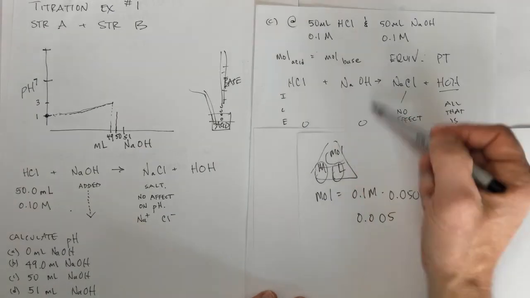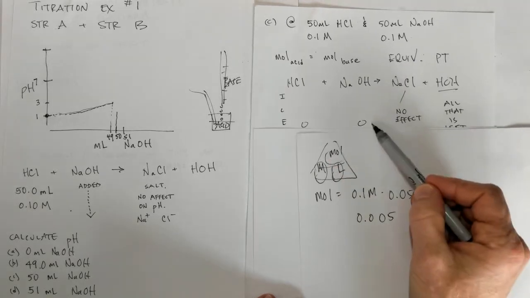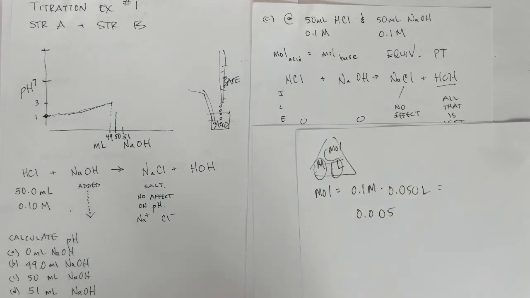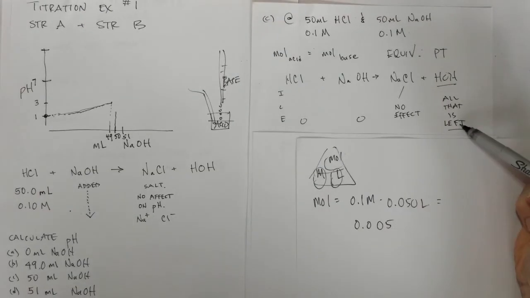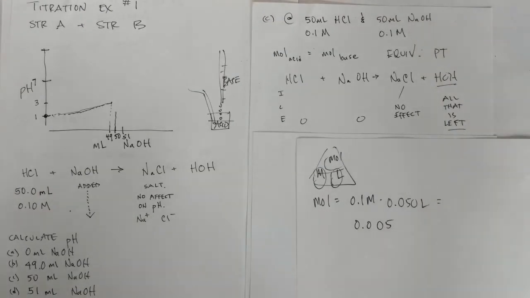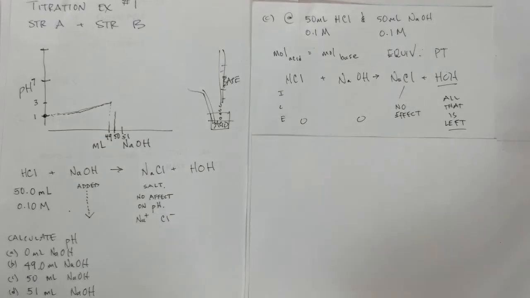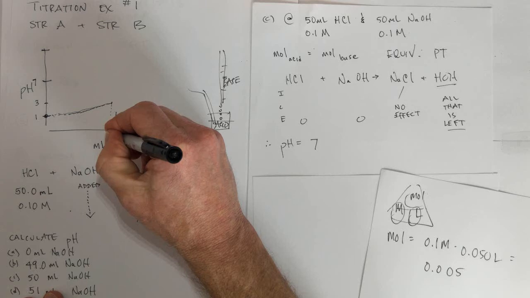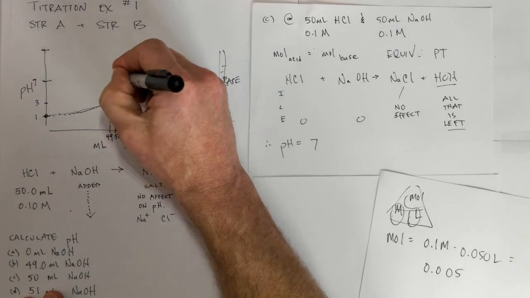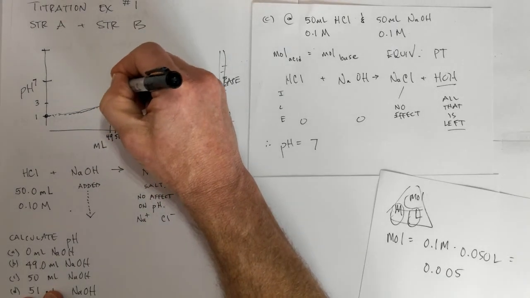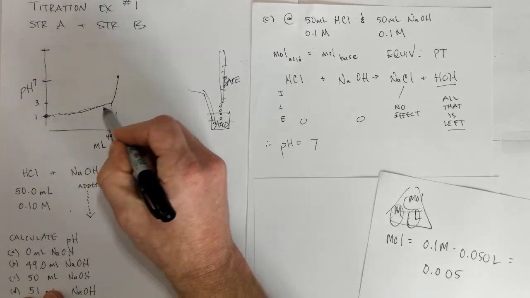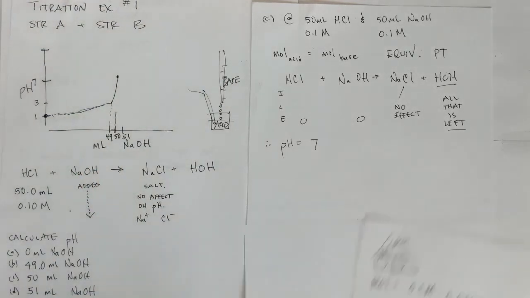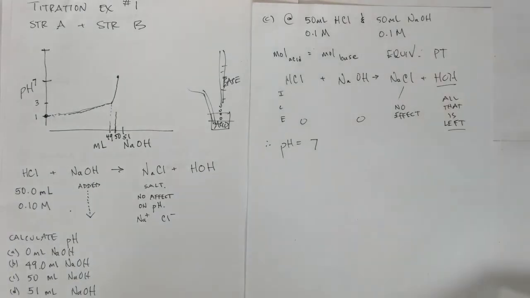And so when you subtract them, there'll be none of this left and none of this left. And of course, NaCl is not going to have any effect on the pH. So the only thing that's left is the H2O. H2O at 25 degrees Celsius, of course, has a pH equal to 7. And so at 50 milliliters, from 49 to 50, it jumps all the way up to here. So notice that huge rise in pH in just 1 milliliter difference of titrant added.